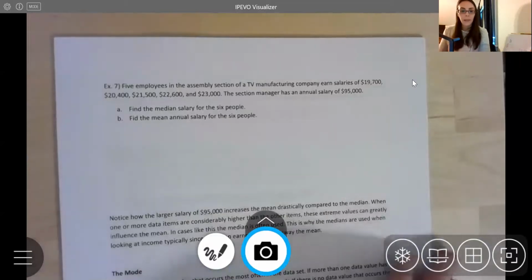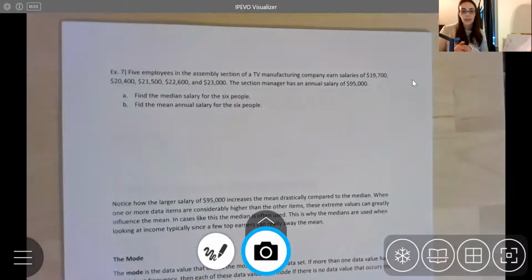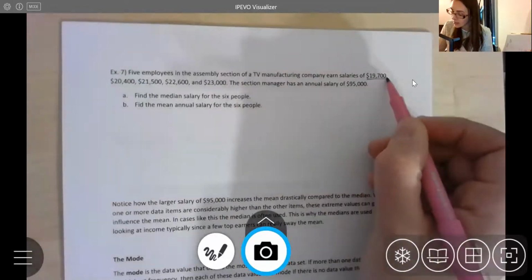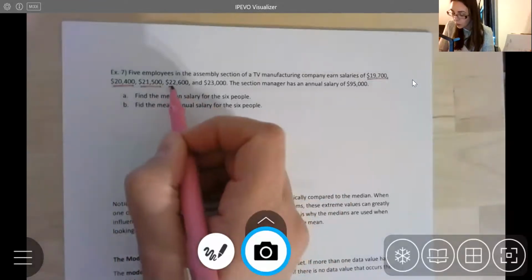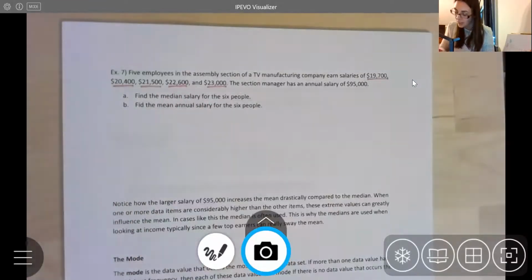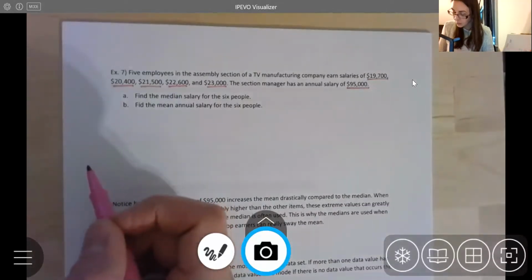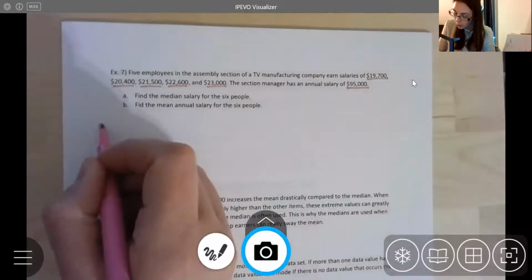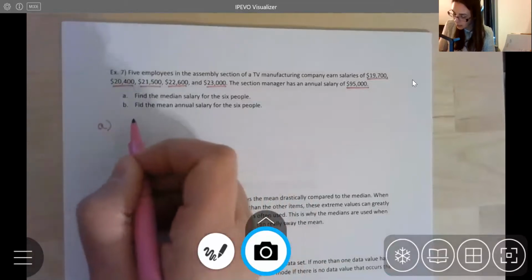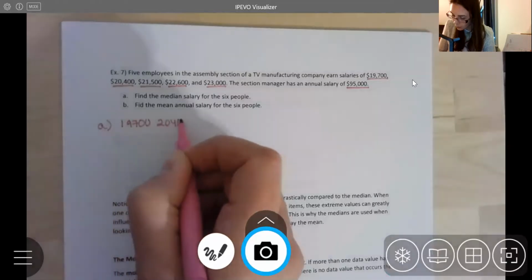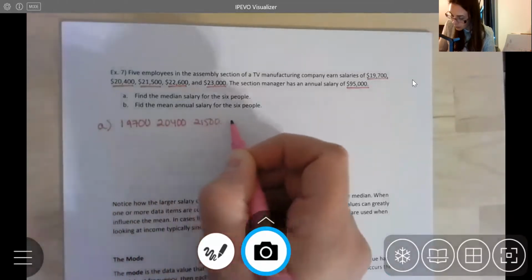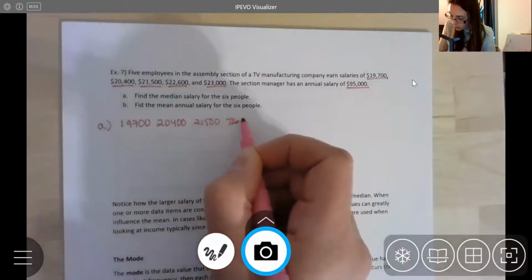So let's do one more example on the median. It says 5 employees in the assembly section of a TV manufacturing company earn salaries of 19,700, 20,400, 21,500, 22,600, and 23,000. The section manager has an annual salary of 95,000. So we're going to find the median for these 6 people, which includes the manager. This one is pretty easy in the sense that it's not too many data points. So I'm just going to make sure I write these in order from least to greatest. And they're actually already in order for us, which is pretty nice.